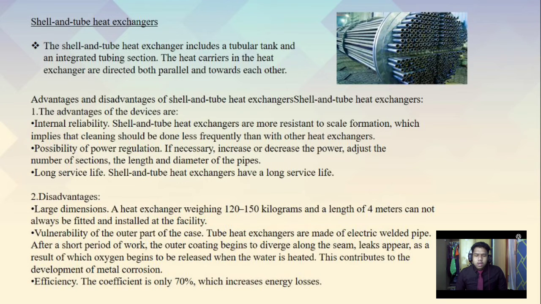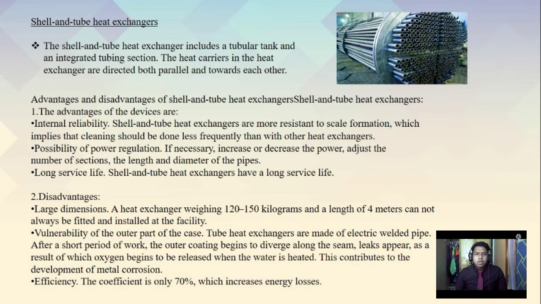Advantages and disadvantages of the shell and tube heat exchanger. The advantage is internal reliability. Shell and tube heat exchangers are more resistant to scale formation, which implies that cleaning should be done less frequently than with other heat exchangers.